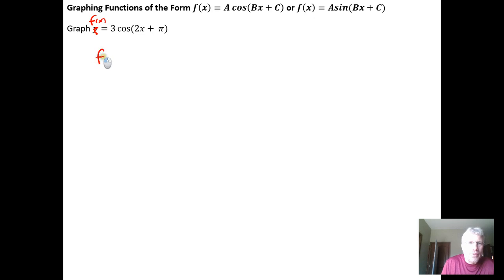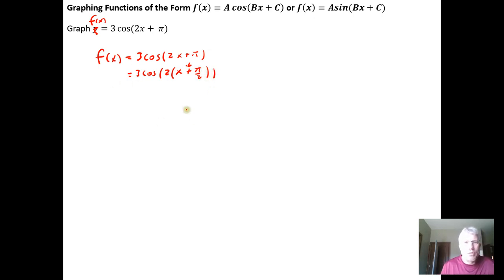So we play the same game that we did on the previous slide. We want to figure out what the shift is. I see the amplitude's 3. There's no negative sign, so we're not reflected. So I get 3 times the cosine of 2x plus pi. And I want to factor the 2 off in order to identify how big the shift is. So factoring off a 2 is going to leave me with x plus pi over 2. And this is positive, so it's a shift to the left of pi over 2 units.